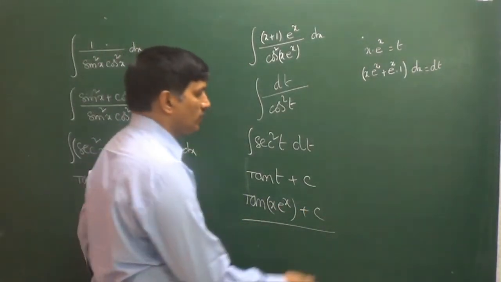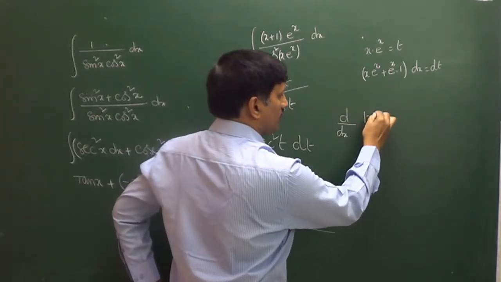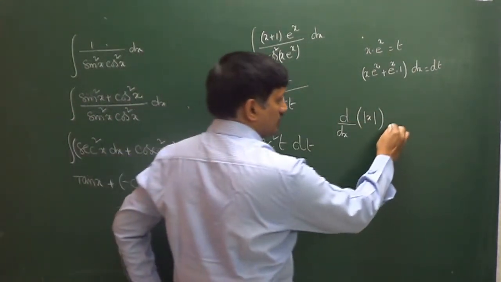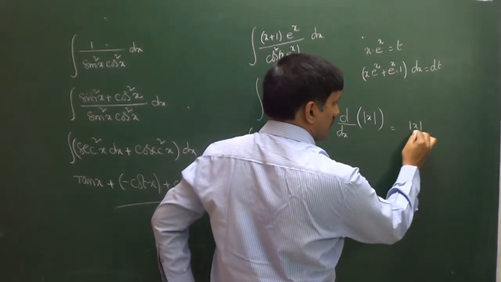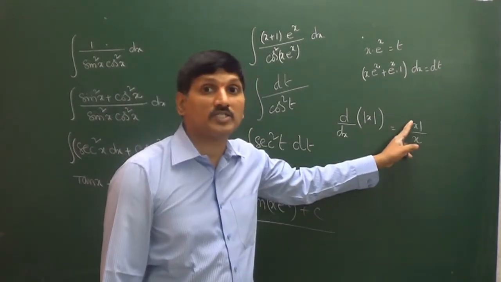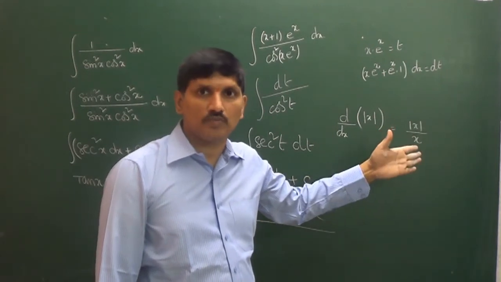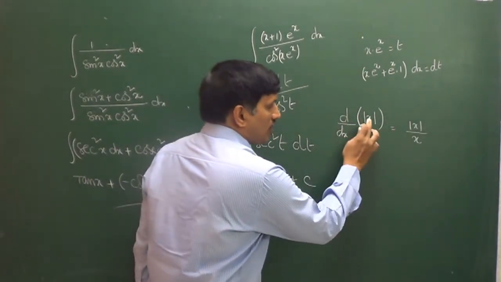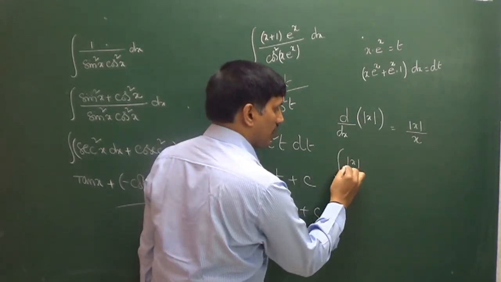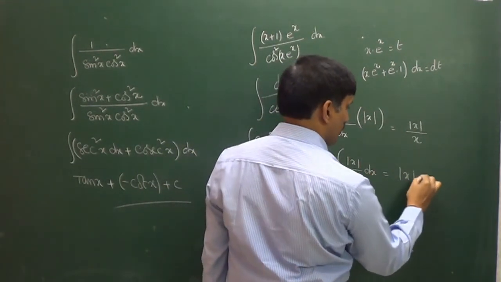So I hope everyone knows the differentiation of mod x. Differentiation of mod x is equal to mod x divided by x. That's no doubt. It is not defined when x is equal to 0. Leave it. So differentiation of mod x is equal to mod x by x. That's why we can write integration of mod x by x dx equals mod x plus c.